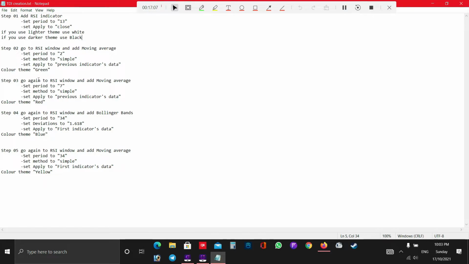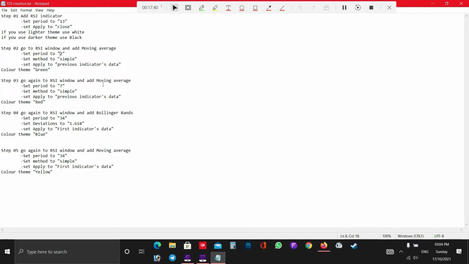We only use two moving averages, which are the fast and the slow. So just go up to the RSI window again and add a moving average under the RSI. Not a separate window, but under RSI. I'll attach some screenshots where you can find what to do. So add the moving average under RSI and set the periods, and make sure you have all these set the same way that I have mentioned here. Go to simple and previous indicator's data with green color.